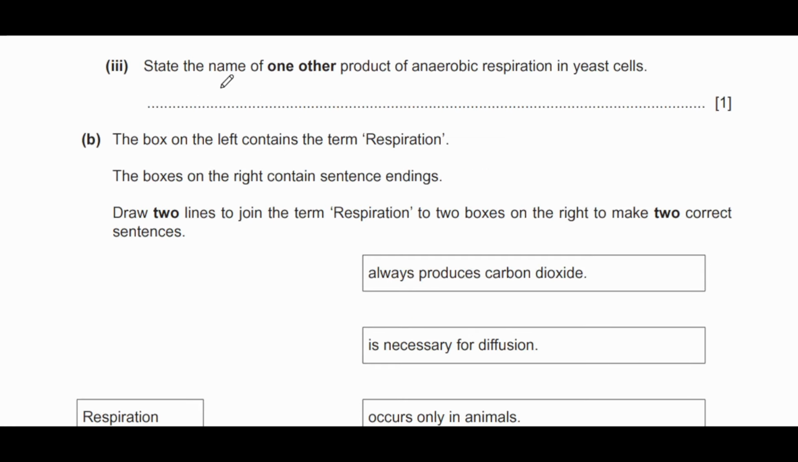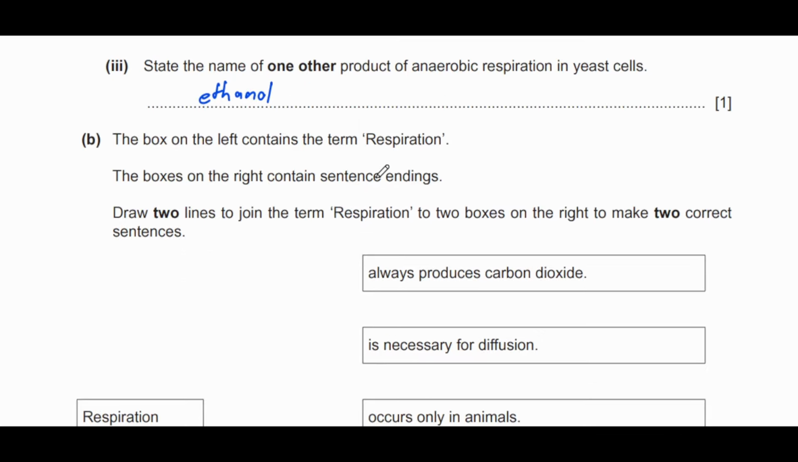State the name of one other product of anaerobic respiration in yeast cells. Okay, so anaerobic respiration will produce alcohol, but in yeast cells it will be ethanol.